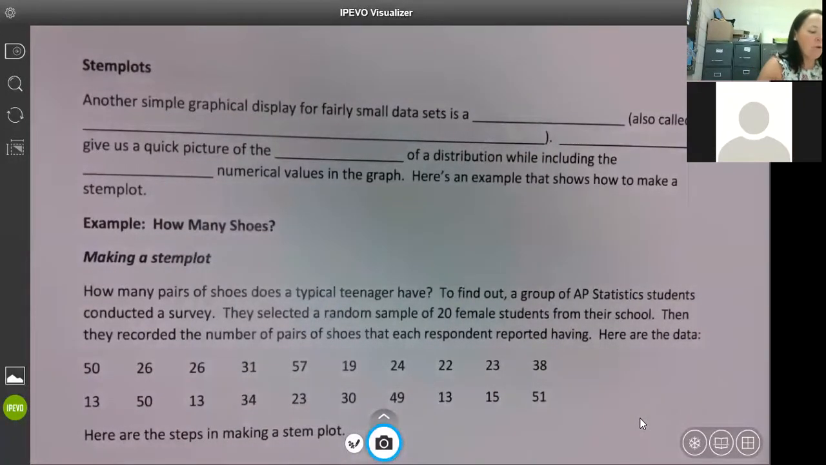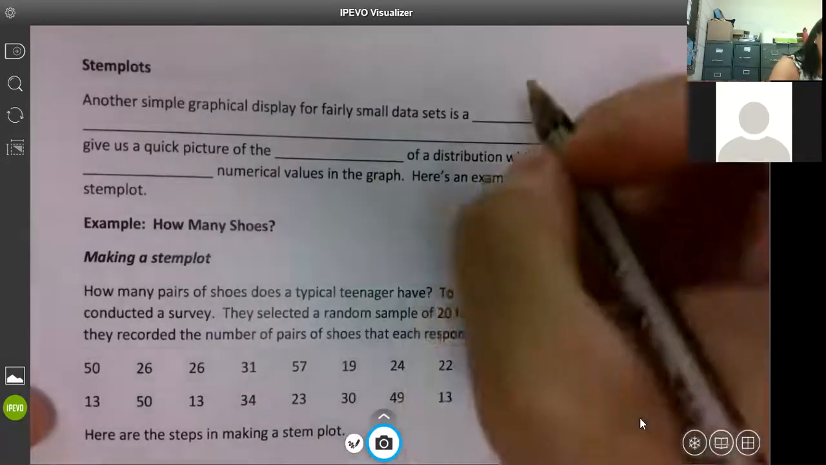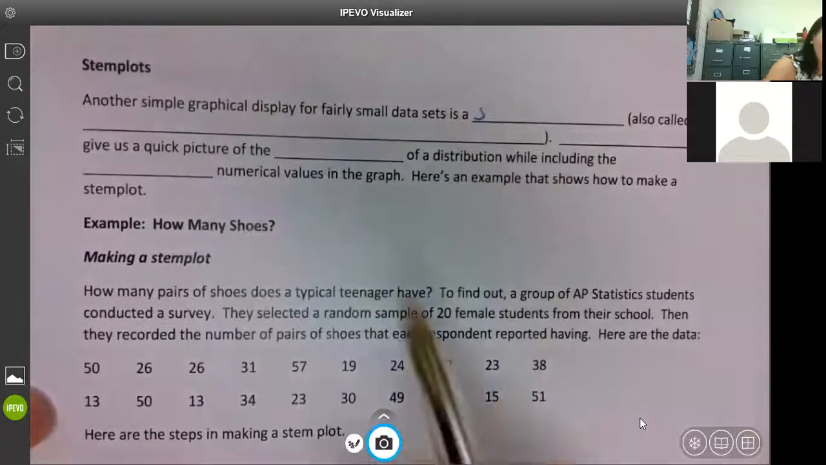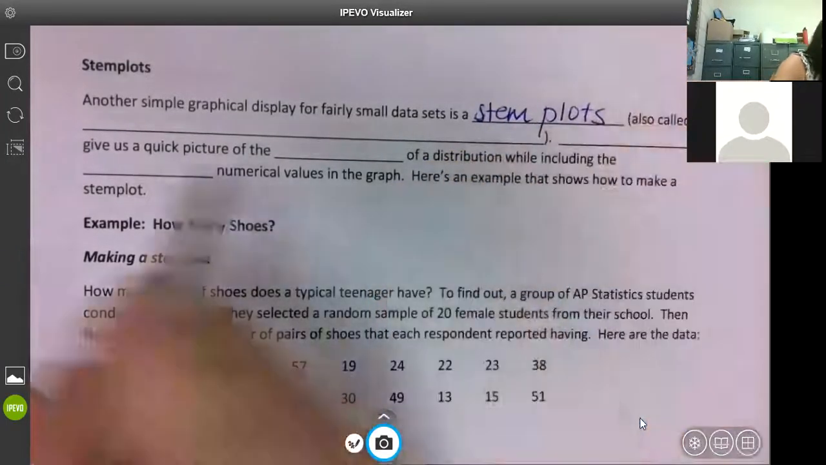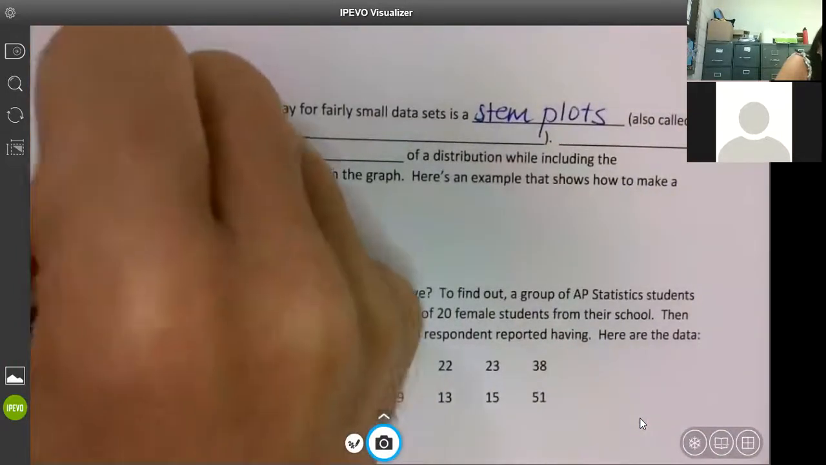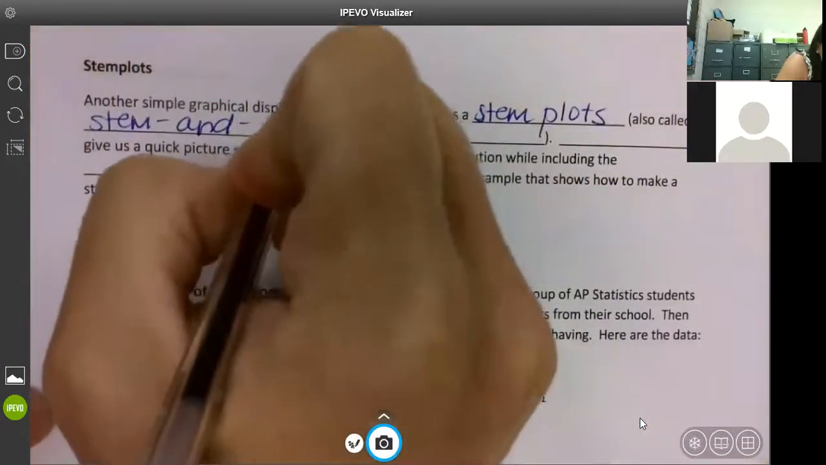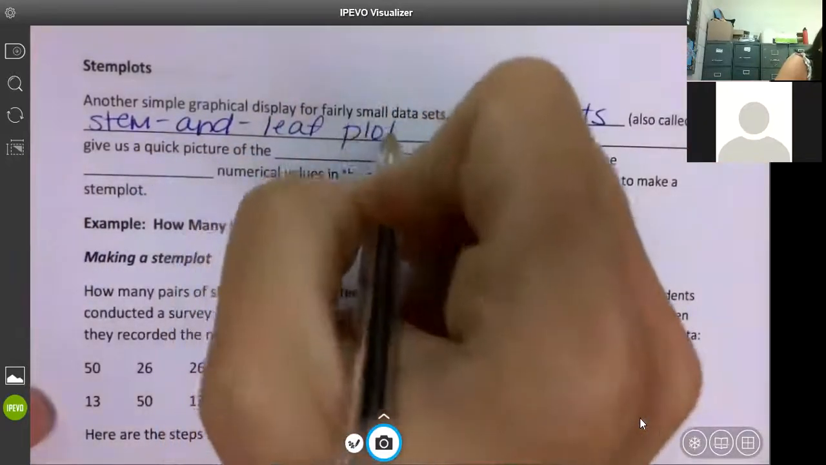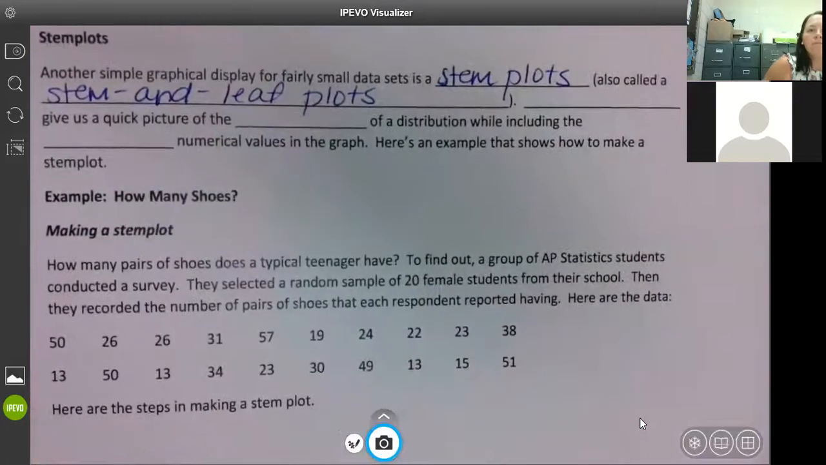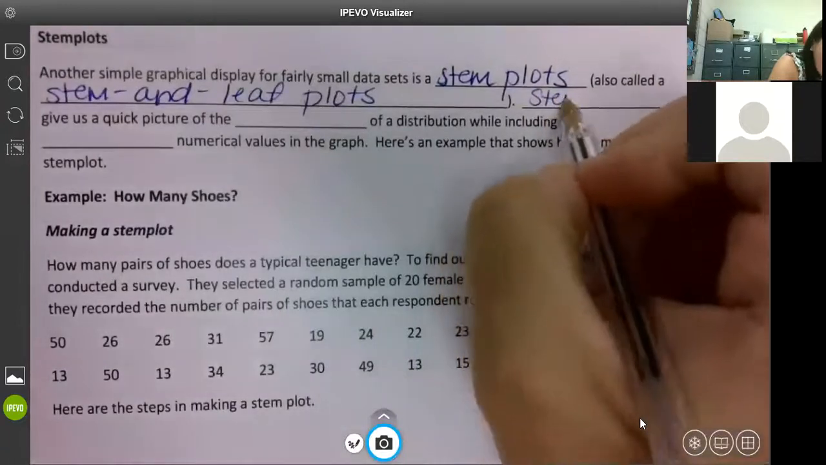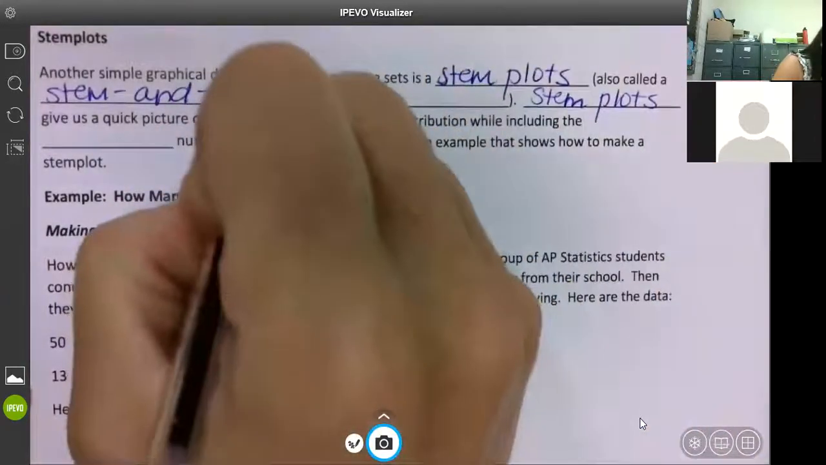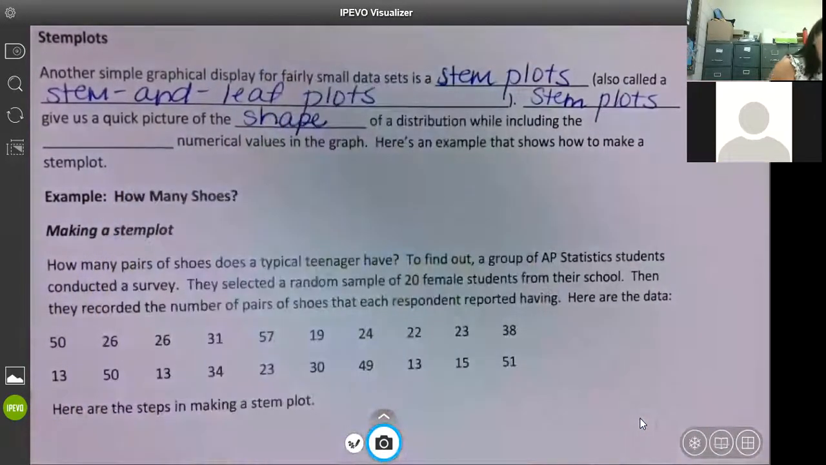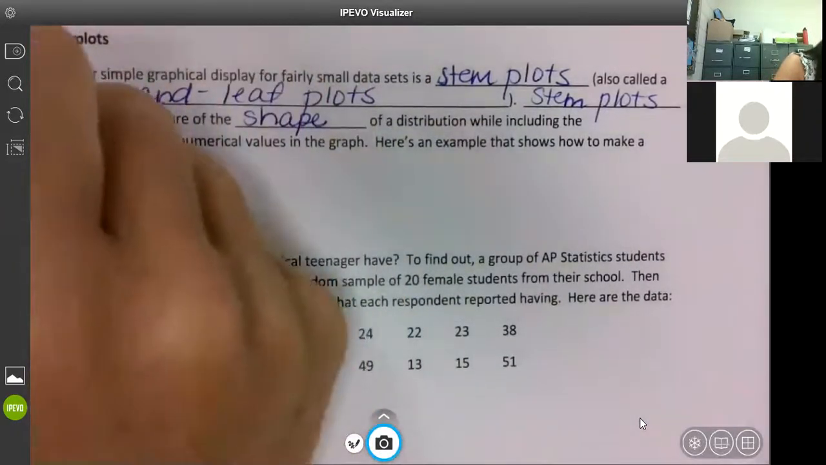So stem plots are another simple graphical display for fairly small data sets. They're also called stem and leaf plots. Stem plots give us a quick picture of the shape of a distribution while including the actual numerical values.